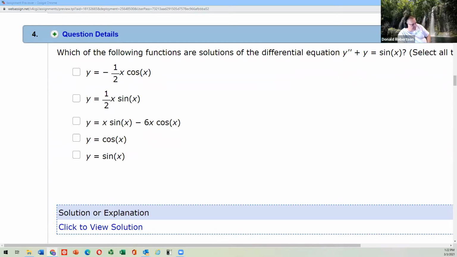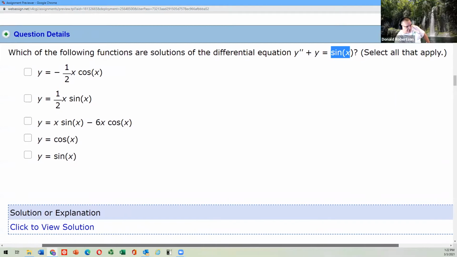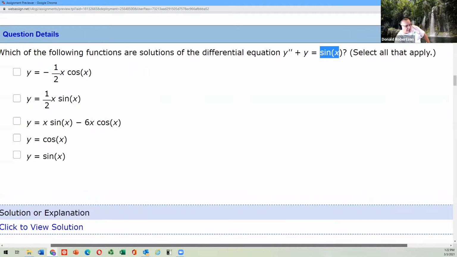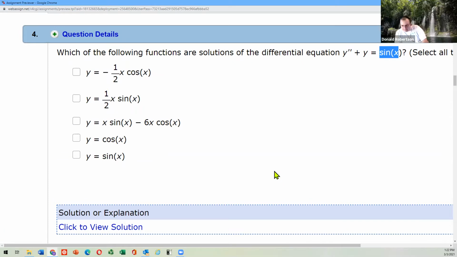Now, in question 4, it says, which one of the following functions are solution to this differential equation? It's a second order, right? Y double dash plus y should equal sine x. And you pick one and you try it. If the left-hand side ends up being sine x, you use it, and if it doesn't, you don't use it. But it says, select all that apply. What that means is, and I virtually guarantee it, that there are going to be 2 or 3 that work, which really means it's a big question.